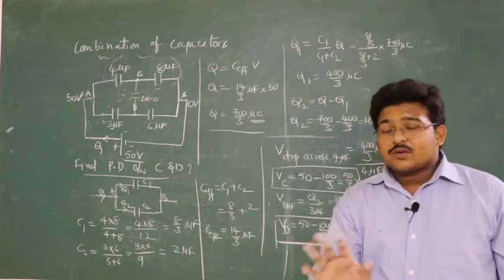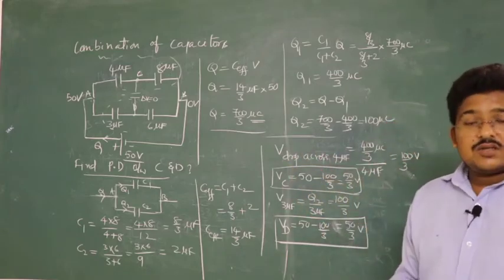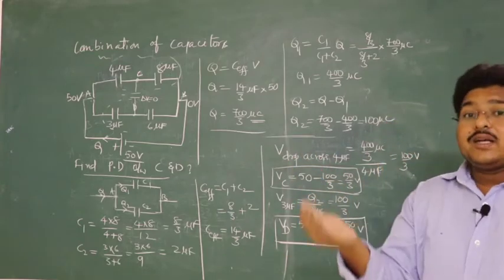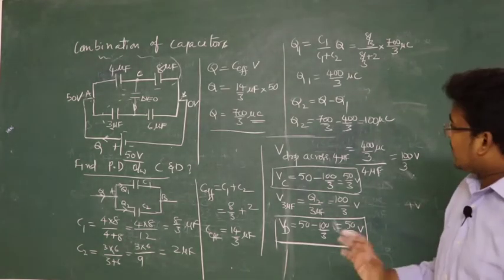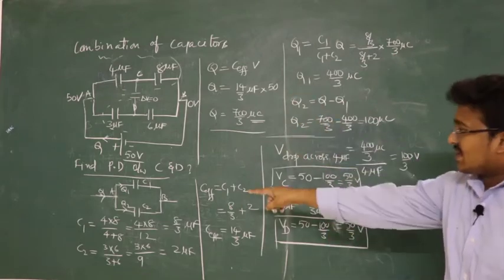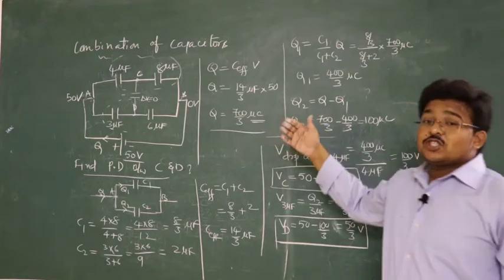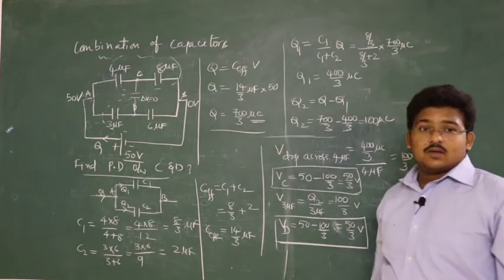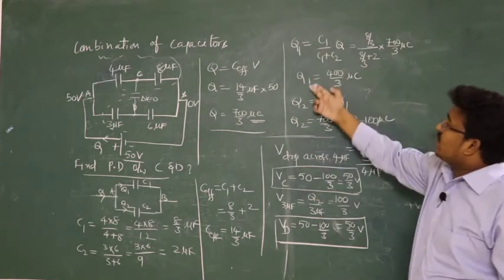Here I am not asking you the capacitance, effective capacitance, or the charge. I am asking you, at some point, what is the potential. So for this, what did we do? First we find the effective capacitance. Then we find how much charge Q will start. That Q will be divided into Q1 and Q2.